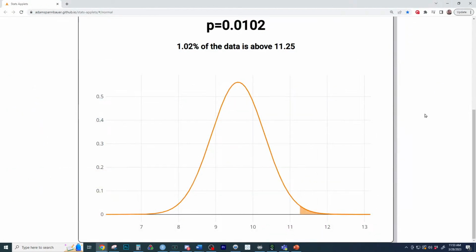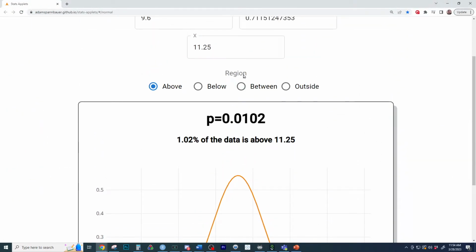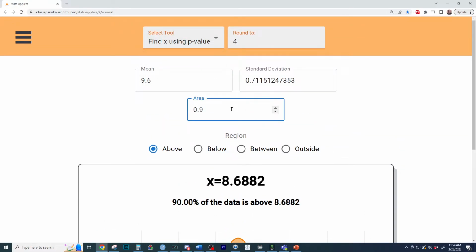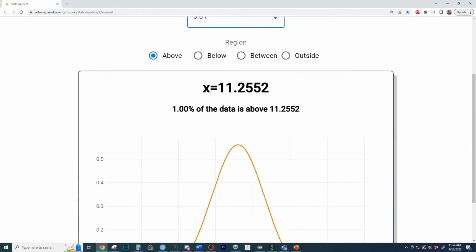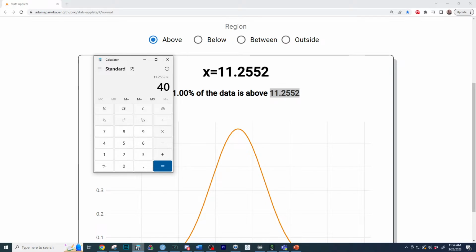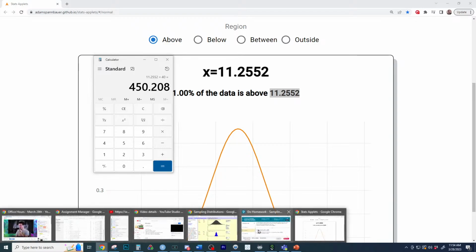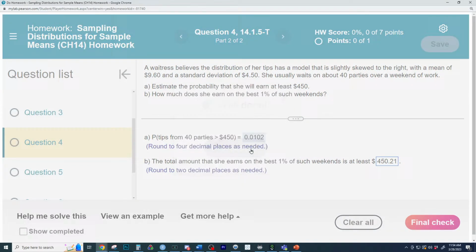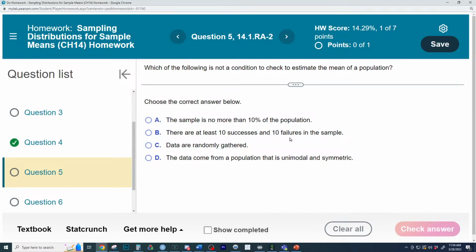So on the best 1% of weekends, that's what we have to do. We're going to go over here and find the p-value, and let's go to the best 1%. And this is her tip. Oh, it should have been to the right of it. Gosh. So now we're going to take this average tip, multiply it by 40, because Brian doesn't know his left from his right, and it's 21,450.21. Like I said, the answer was very close to this, and that should do it. Does that make sense right there? Yeah, it should have been to the right.